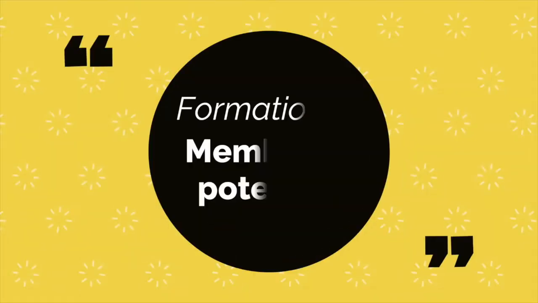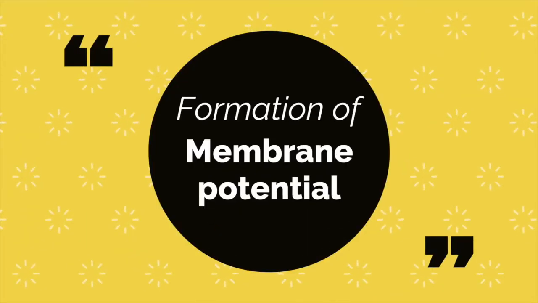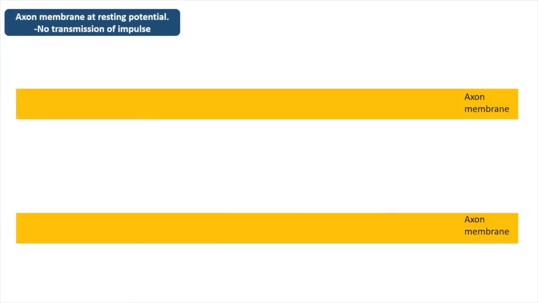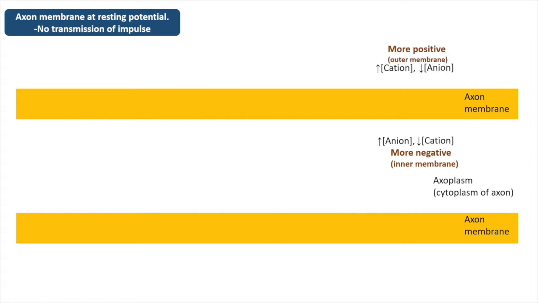In a neuron, ions are unequally distributed between the interior of the cell and the surrounding fluid. As a result, the inside of a cell is negatively charged relative to the outside. This charge difference, or voltage across the plasma membrane, is called the membrane potential.